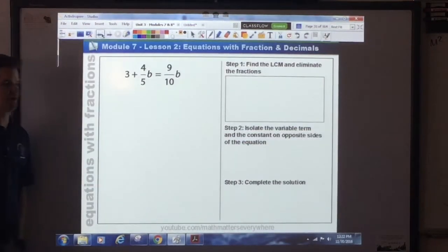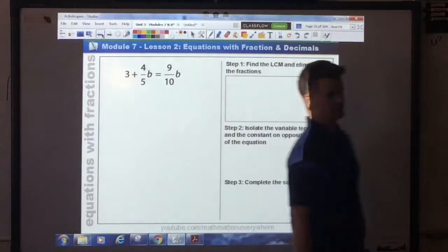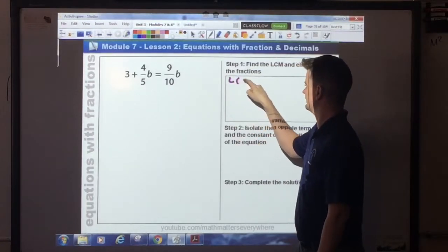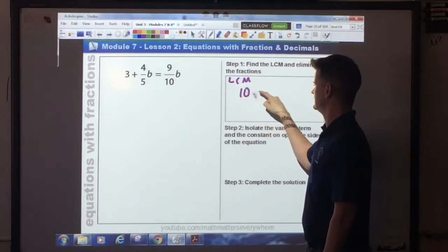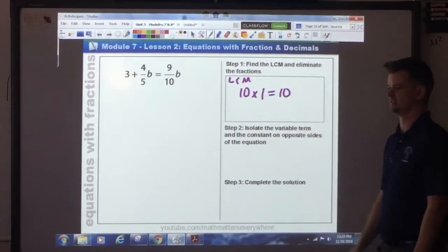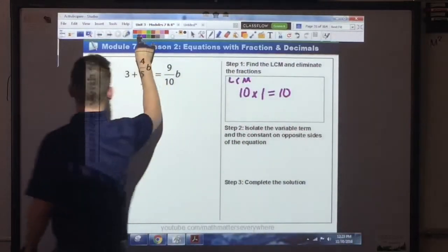So we still have to get rid of the fractions first. So same process. We have 5 and 10. Which one's larger? 10. So we need to find the LCM, and we're going to find the multiples of 10. 10 times 1 is 10. This one's pretty easy. Does 5 go into 10? Yes. Does 10 go into 10? Yes. So that one was pretty easy.